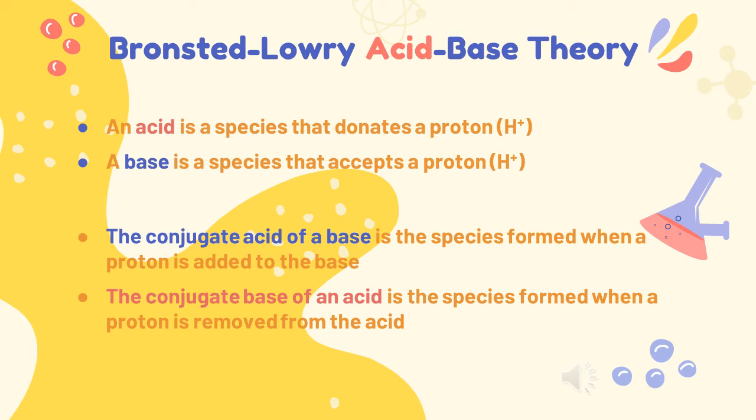Okay, for the next we will talk about Bronsted-Lowry acid-base theory. According to Bronsted-Lowry theory, an acid is a species that donates a proton or H+. Meanwhile, a base is a species that accepts a proton or H+. And then the conjugate acid of a base is the species formed when a proton is added to the base. And then the conjugate base of an acid is the species formed when a proton is removed from the acid.